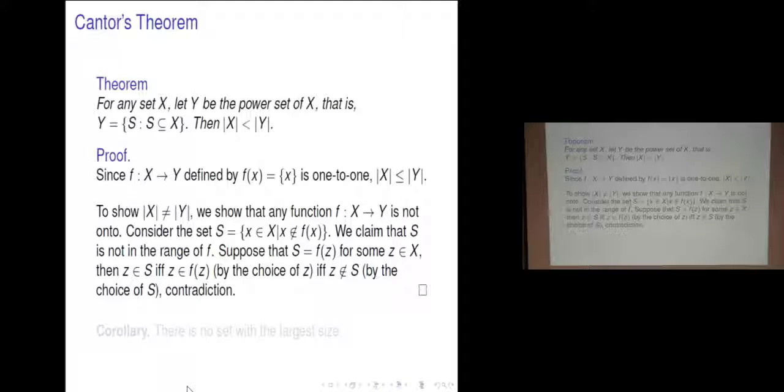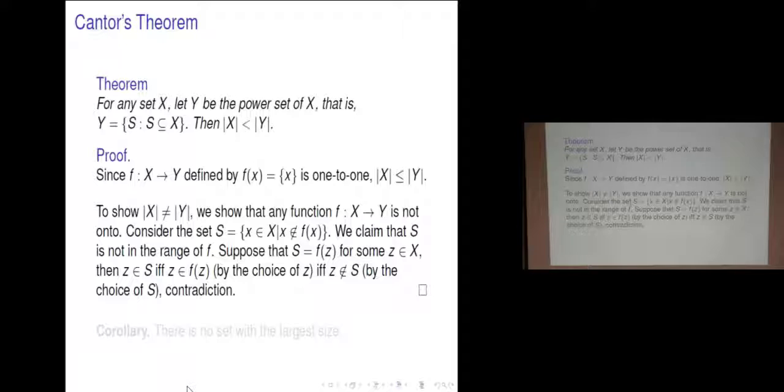So this is first: the size of X is less than or equal to the size of its power set. Now how do I show, this is difficult, this is the smart part, how do I show that the size of X is not the same as the size of the power set? So I'm going to use the same idea to say that any function trying to match X and Y will not be surjective. Onto is another way of saying surjective.